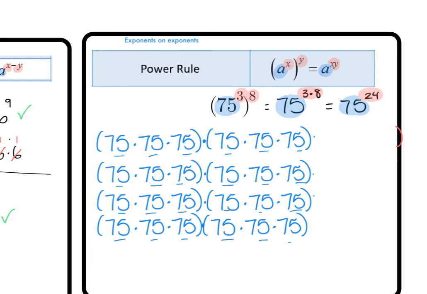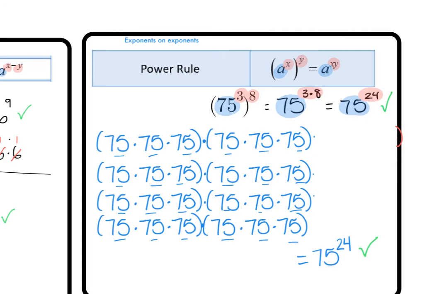Again, notice that my base never changed. My base is the same. The only thing that changed is how many of them I have. So again, if I count them, that would be 24. And I have again proven that my rule does in fact work.